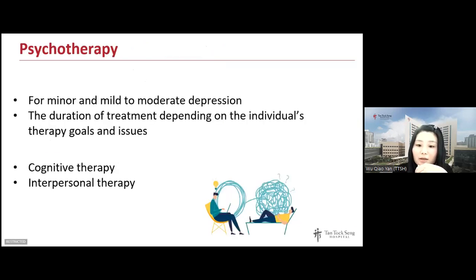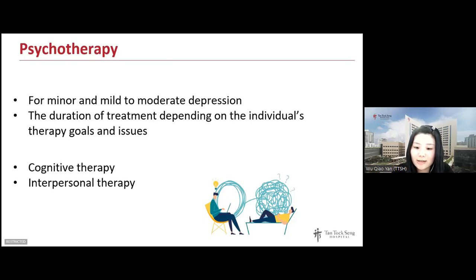So psychotherapy, also called talk therapy, is a treatment designed to help you identify and change unhealthy emotions, thoughts, and behavior by talking to mental health professionals. Cognitive behavior therapy teaches patients to think logically and avoid negative self-talk. Interpersonal therapy aims to equip people with social skills.